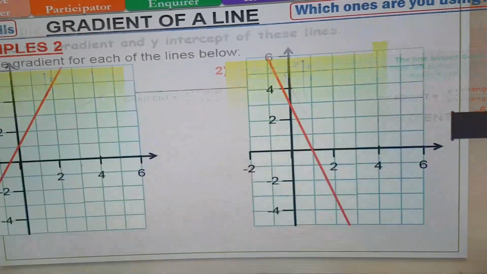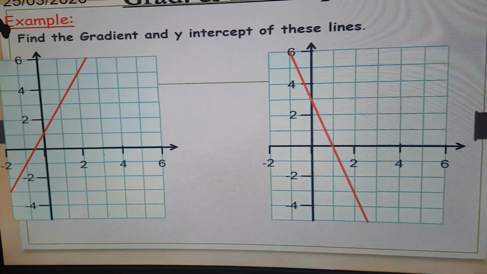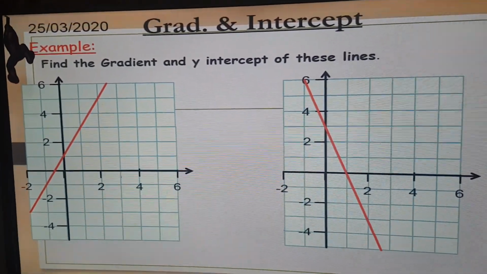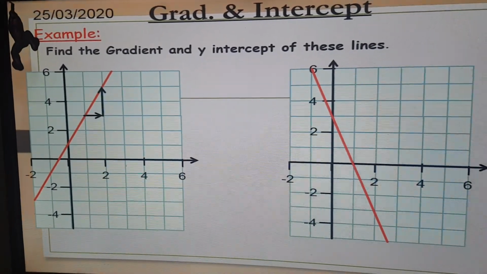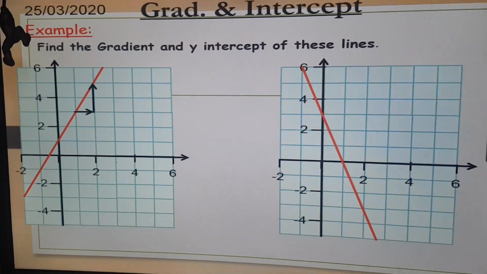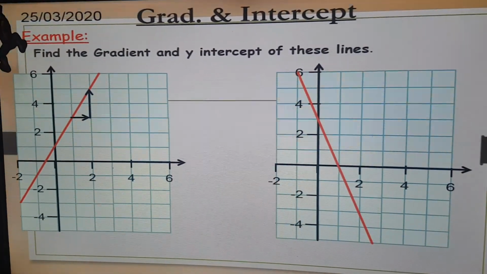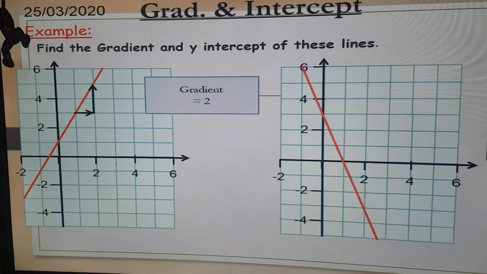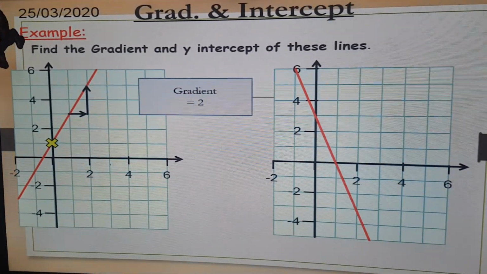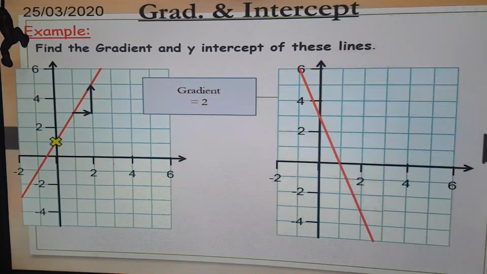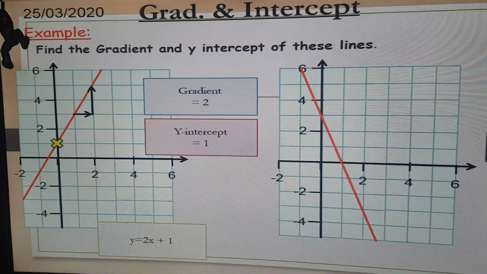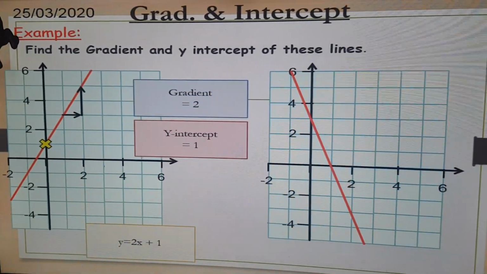All right, so we have more examples on this. Find the gradient and y-intercept of this line. I've got change in y over change in x, moving horizontally. We've got 2 over 1, and that's 2. And the y-intercept, the point where the line crosses the y-axis, is 1. All right, the equation is y equals 2x plus 1.